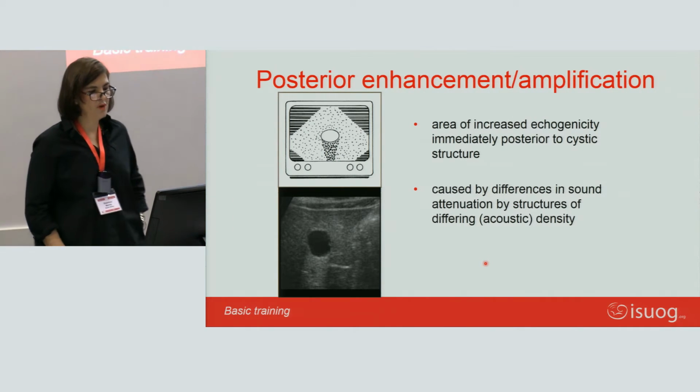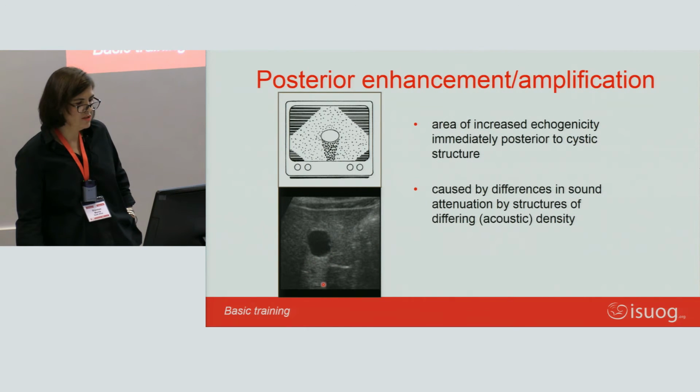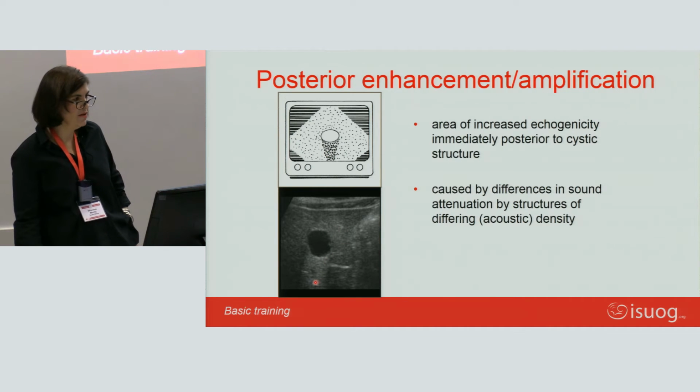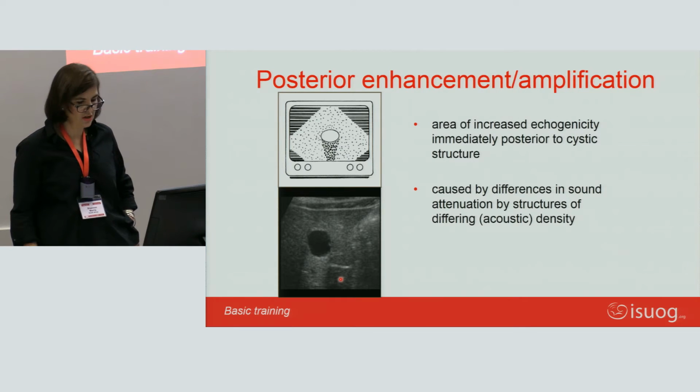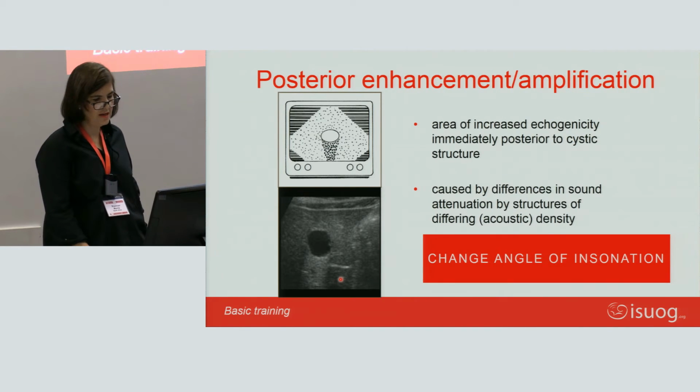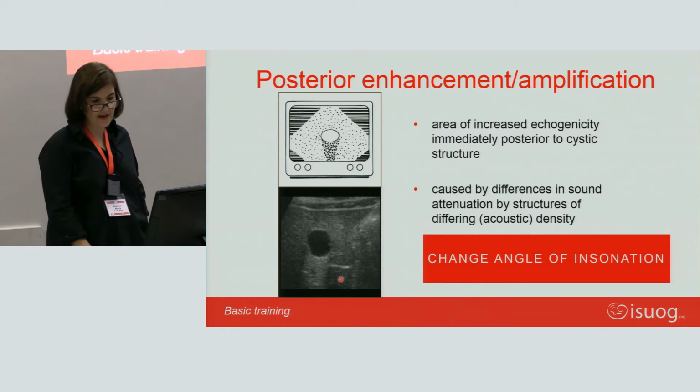Posterior enhancement or amplification is where the ultrasound beams travel through an echolucent area, and the area behind that appears brighter. There's more ultrasound left after it has passed through this, and you get less attenuation of tissue behind the echolucent area. That can maybe make you think there's a mass behind this structure. The way to overcome that is also to change the angle of insonation, to come from a different angle.